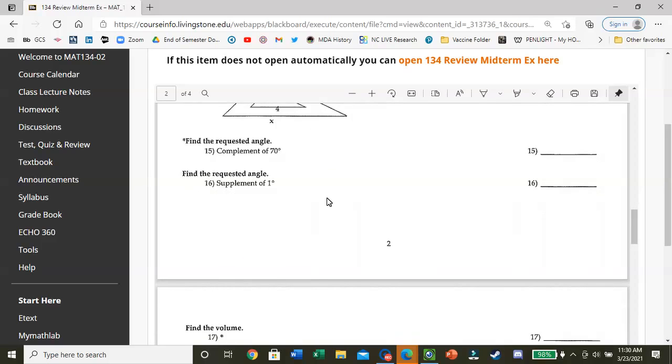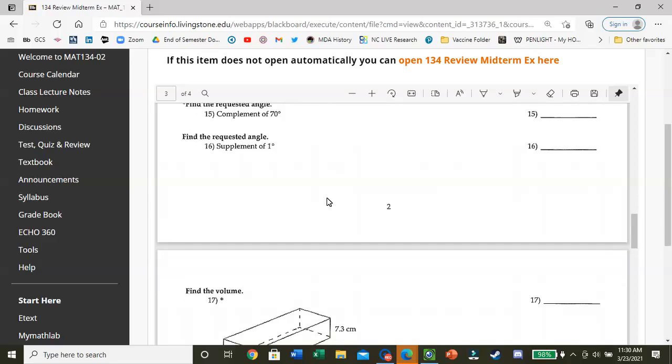Find the requested angle, the complement of 70. So what does complement mean? 90 degrees. Right, two angles that add up to 90. So if one is 70, how do we find the complement? It's 20. Yeah, it's 20. You subtract it from 90, right? Okay.